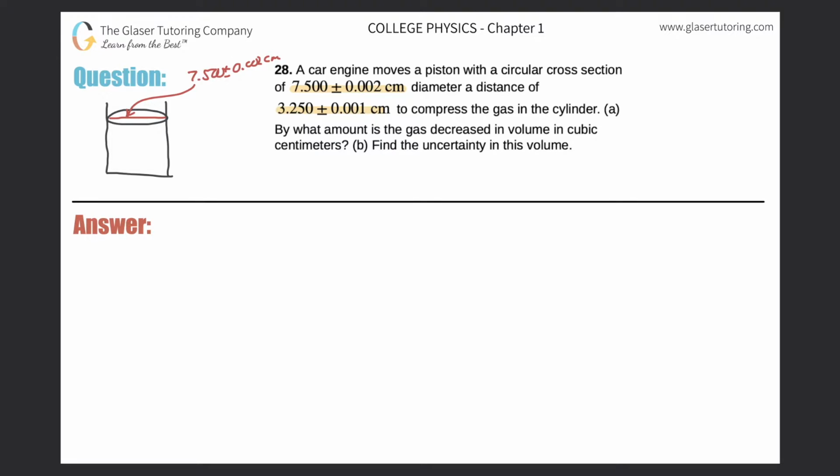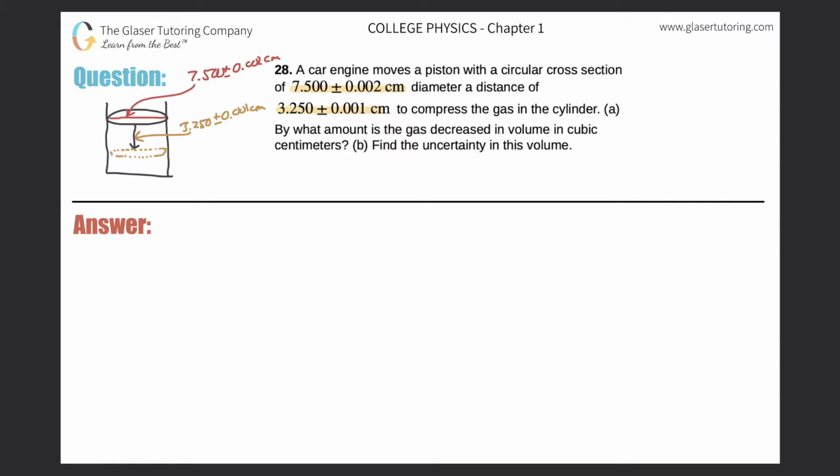Okay. And it also tells us that the circular cross-section is going to be compressed, right? We're going to push down on it, and it's going to move this value, 3.25 plus or minus 0.001 centimeters. Let me draw that in here. So eventually it's going to reposition itself somewhere down here, and it moves the distance as I just mentioned, 3.250 plus or minus 0.001 centimeter.